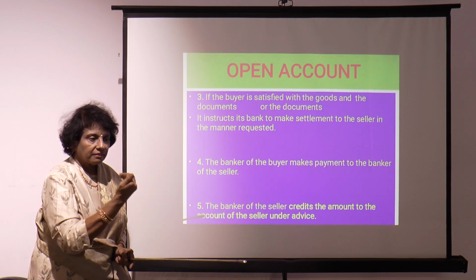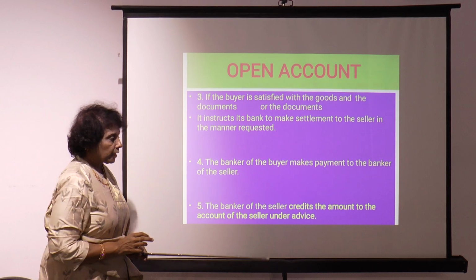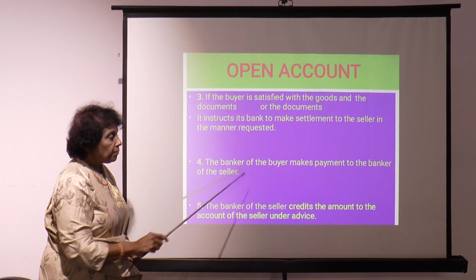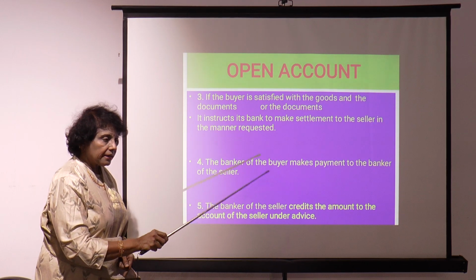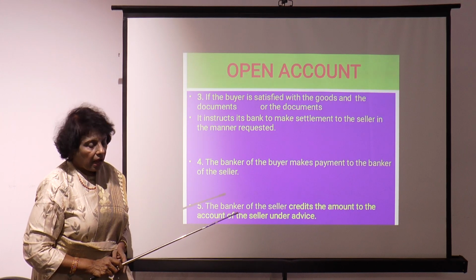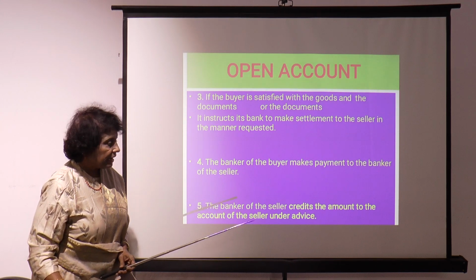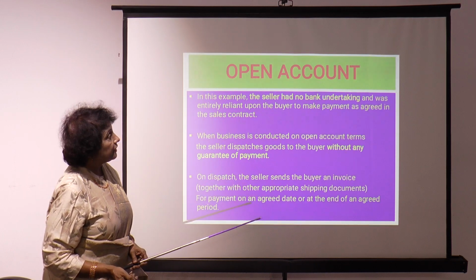So the buyer will instruct his bank, please make settlement to the seller in the manner requested. Then the bank of the buyer makes payment to the banker of the seller. The banker of the seller credits the amount to the account of the seller under advice. So this is an open account.